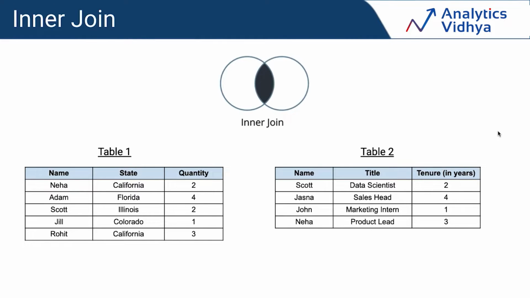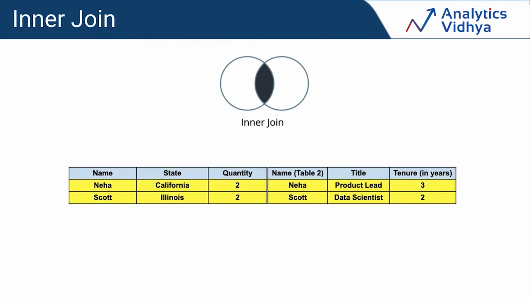Now take a moment to look at these 2 tables. What column do you think we can do an inner join on? The common column, as I mentioned, is name, right? So an inner join will pass through that column on both tables and return the values that match. So in our example, the names Neha and Scott are common between the 2 tables. So what our inner join does is it matches those values and discards the remaining values which did not match. This is the final combined table we get from an inner join.